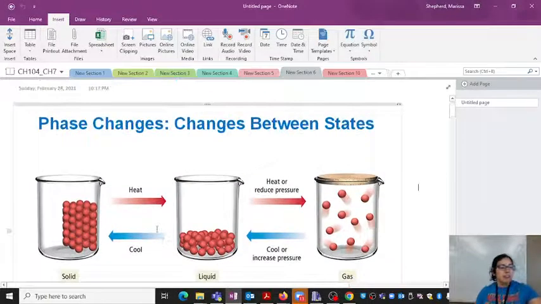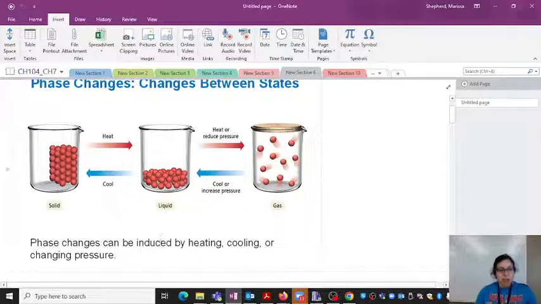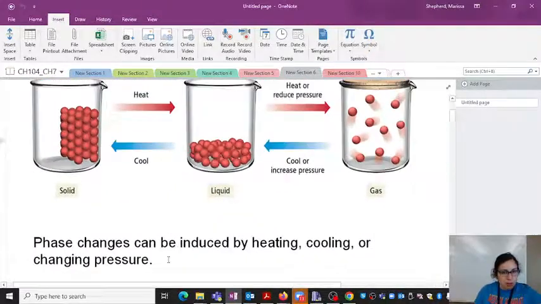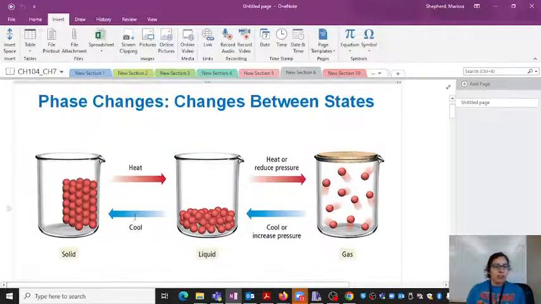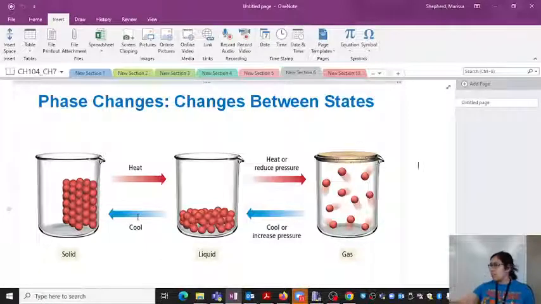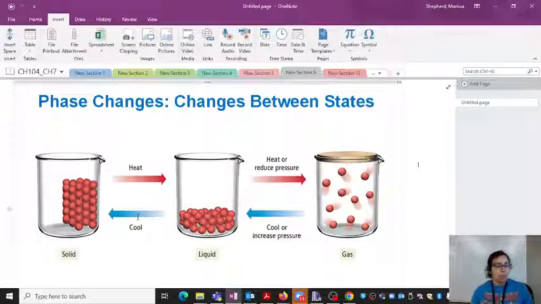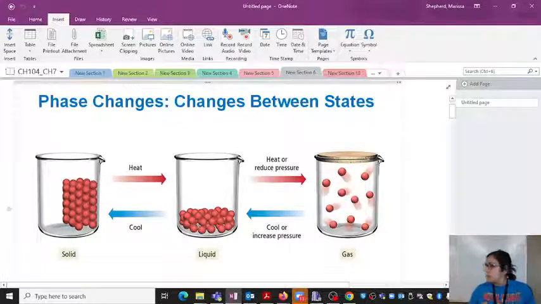So phase changes can be induced by heating, cooling, or changing pressures. And you're probably, at least generally, aware of this. Again, you're probably familiar with ice. You can take ice out of the freezer, and then it sits out on the counter, which means that it's getting, of course, heat from the surrounding atmosphere. So then that heats up the solid ice, gives it energy, brings it to liquid on your bench top.